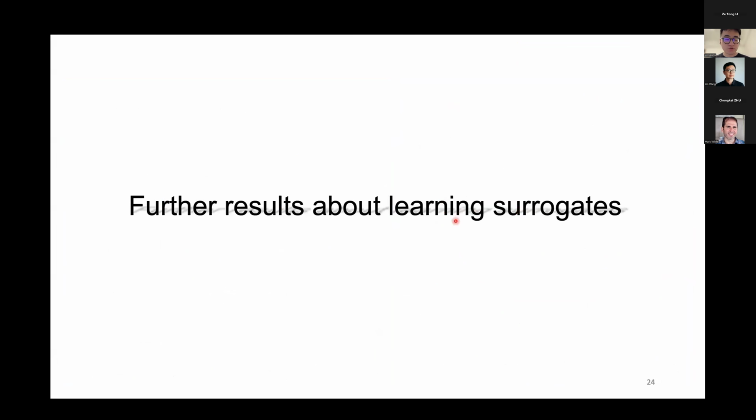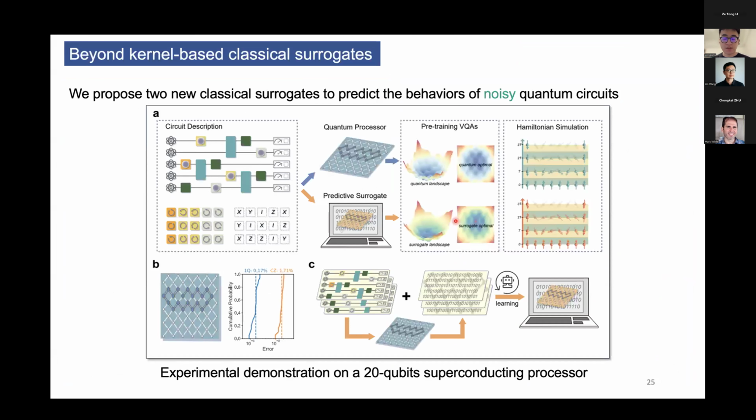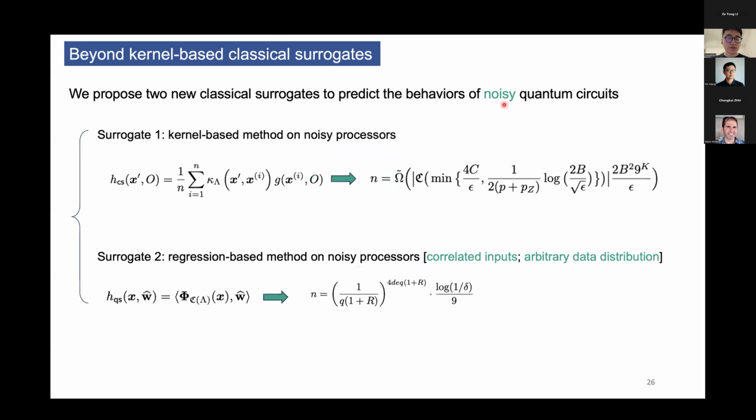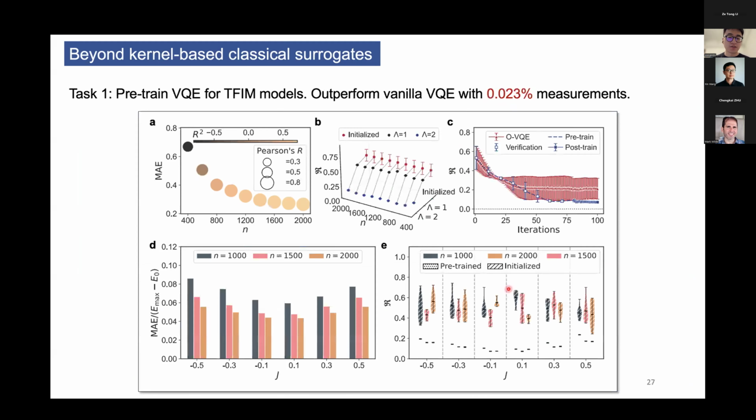Okay, now I'd like to address the remaining three papers, as we discussed at the very beginning of the presentation. Previously, our key focus was how to use classical surrogates to mimic the behavior of ideal quantum processors. Recently, we extended the capability of classical learning surrogates to predict the behaviors of noisy quantum circuits. In this context, we proposed two classical learning surrogates. One is still a kernel-based method, and the other is a regression-based method. These surrogates focus on the setting with correlated inputs, and the data distribution can be arbitrary. The only requirement is that the range of the inputs should be restricted.